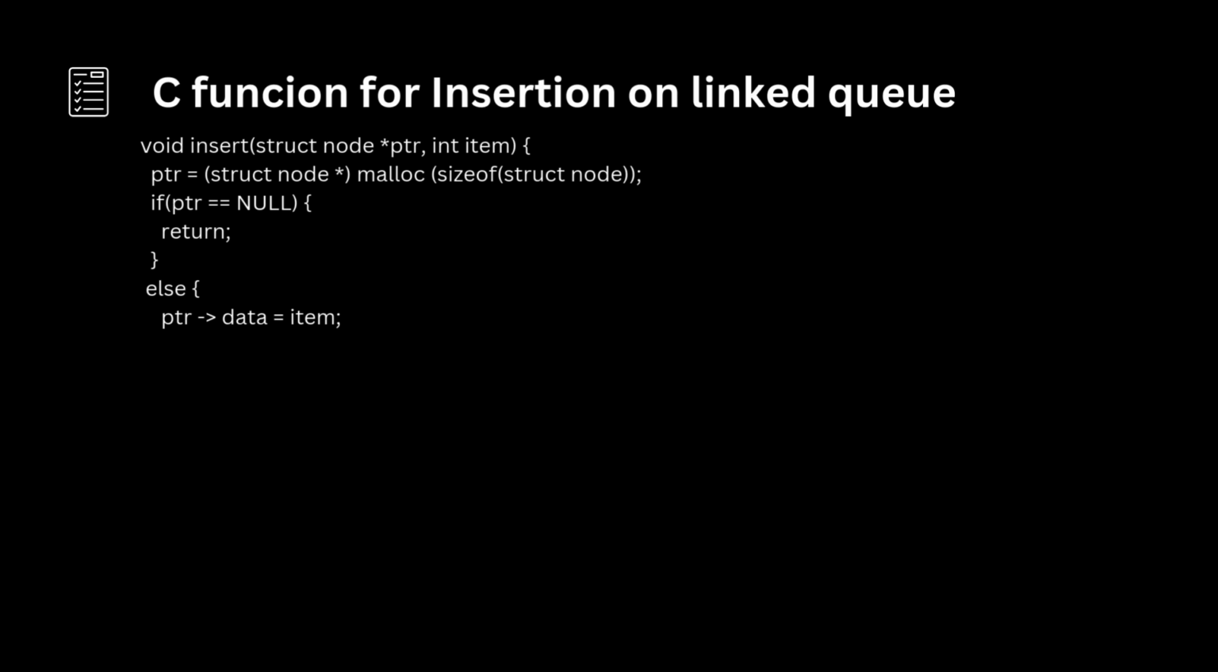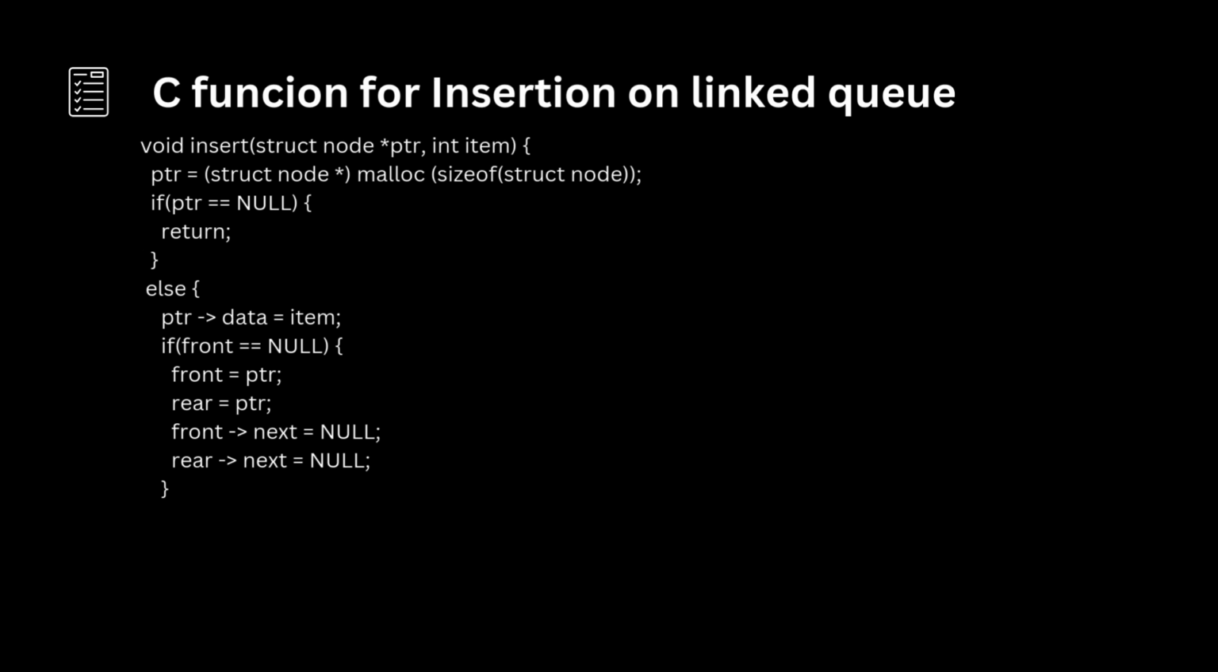This checks if the list is empty. If the list is empty, the front and rear are set to the newly created node pointer. Also, the front's next is set to null. Else, if the list is not empty, the new node is added after rear. Rear is updated to point to the new node. Now we will see the deletion operation performed on the linked queue.